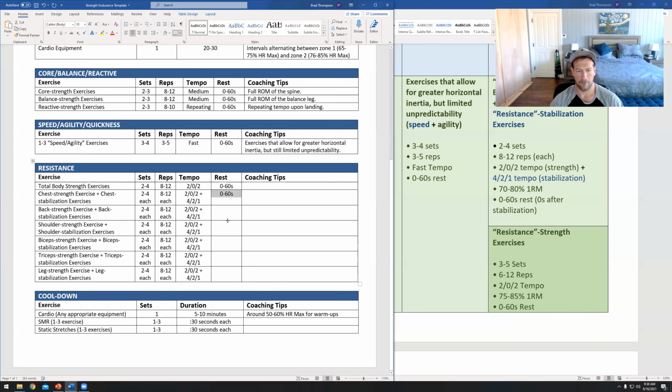So that's still going to be 1 to 3 on the SMR. That's still going to be 1 to 2 for 5 to 10 on the active isolated stretches. Cardio is still going to be medium interval training with 65 and 75% respectively. And then we're still going to do core strength, balance strength, and reactive strength, and all of the numbers are exactly the same. So honestly, you could keep that and the SAQ section identical if you were taking a client through 3 months.